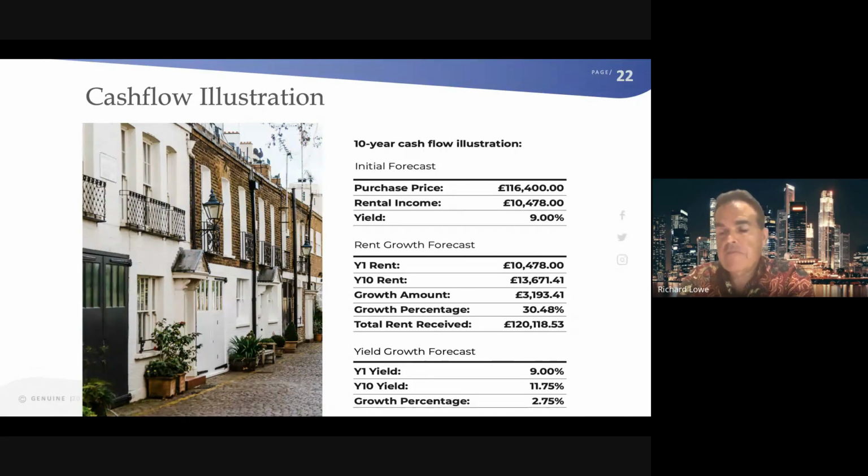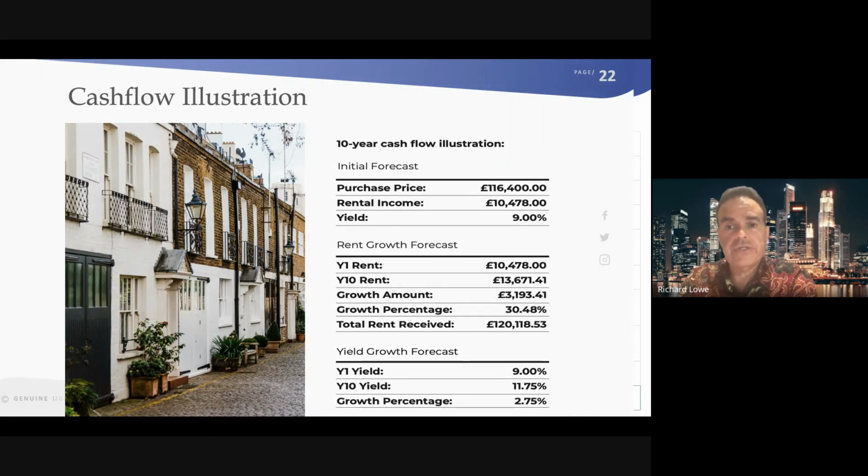And over a 10-year period, your total accumulated rent is just over £120,000, which we can see is more than the purchase price. So over a 10-year period, the rental will have paid back for the property. And that doesn't include the capital growth of the property as well. So hopefully that gives you a quick snapshot of some of the figures.